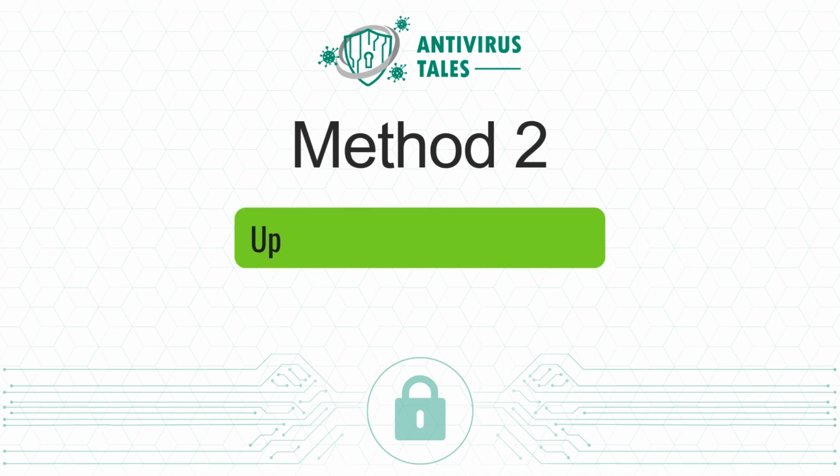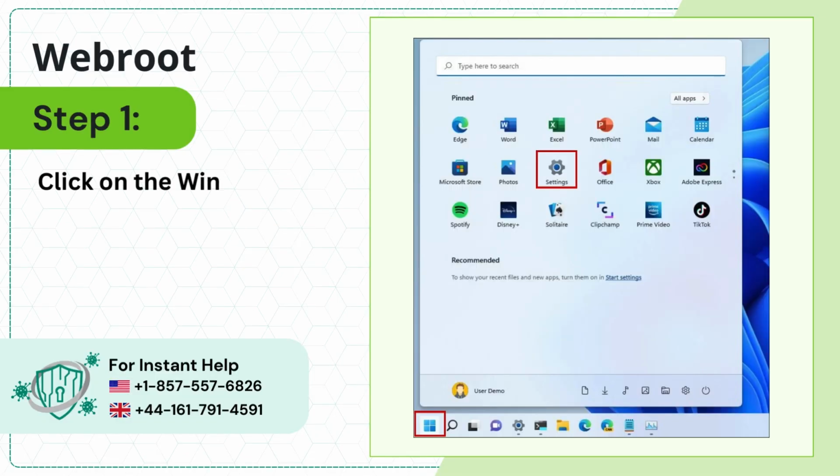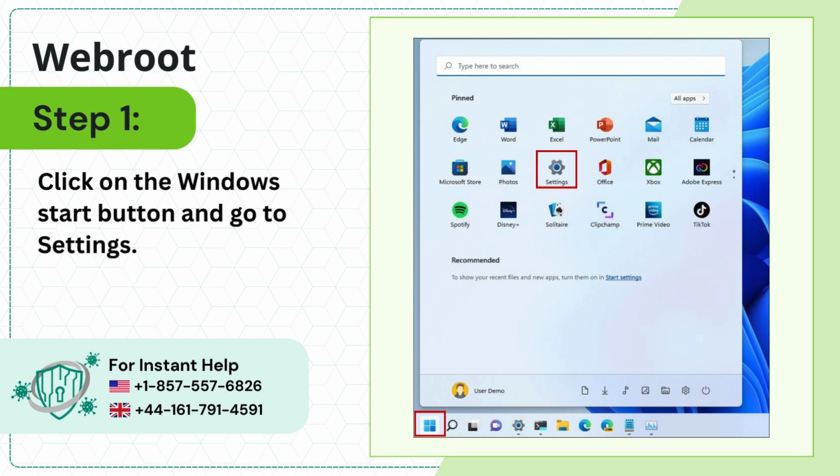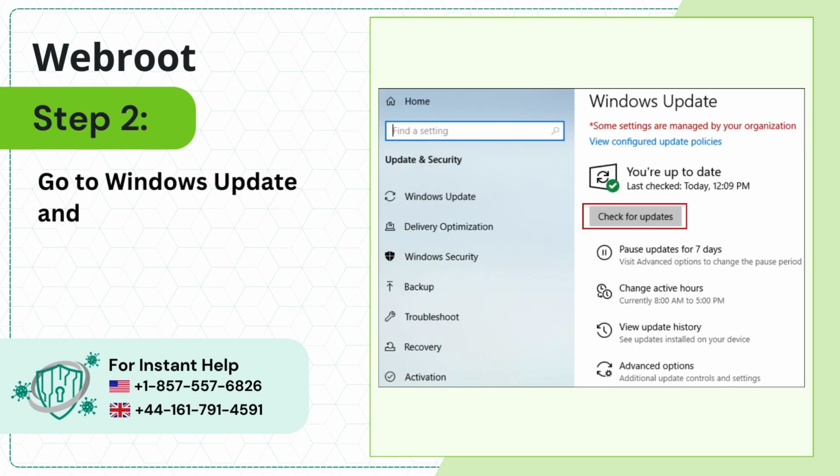Method 2. Update the operating system. Step 1. Click on the Windows Start button and go to Settings. Step 2. Go to Windows Update and click Check for Update.